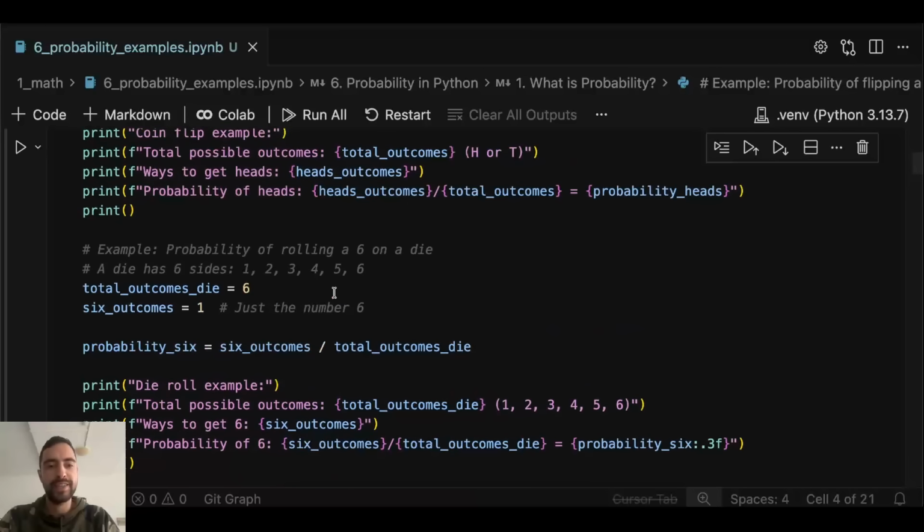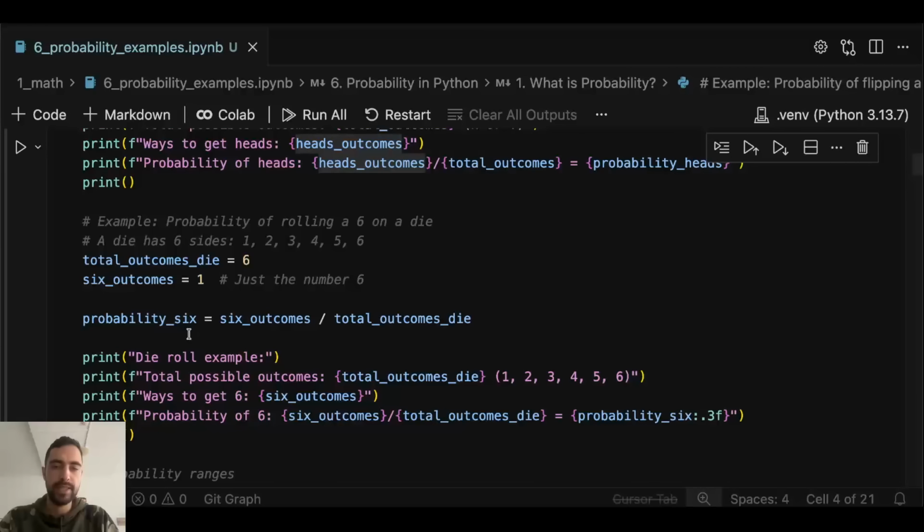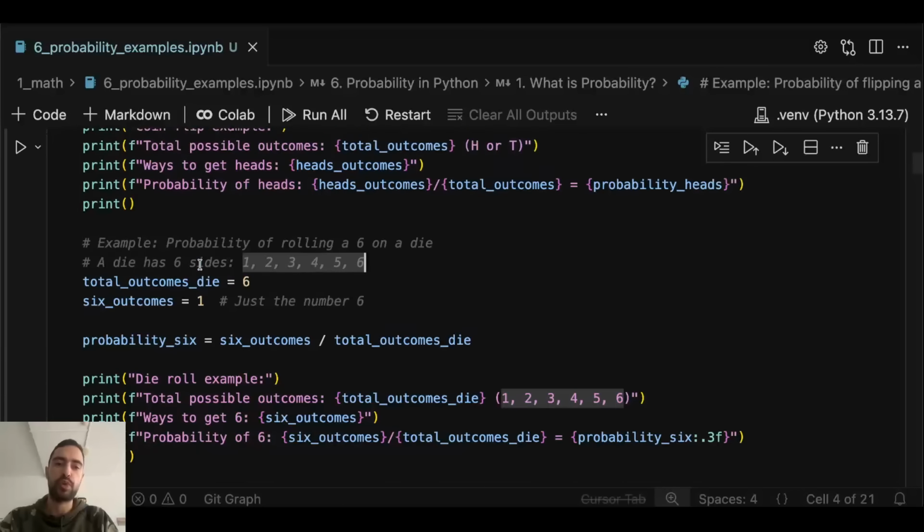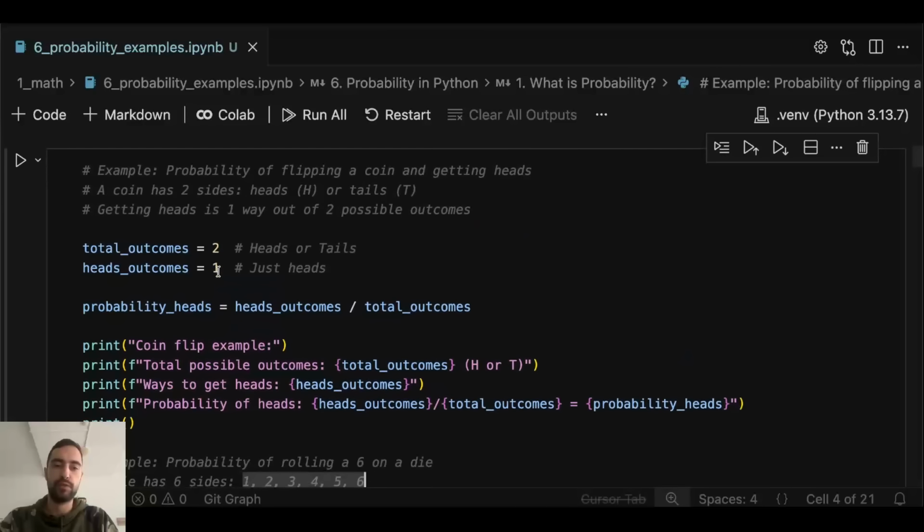So for rolling a dice, it's the same. We just have 1/6 now because 1 side out of 6 possible. But in this case, we are assuming that each of these 6 sides has equal probability to happen. So then you can divide 1/6 to get your probability. Same goes for heads. If each of the heads or tails has equal probability, then you can divide.